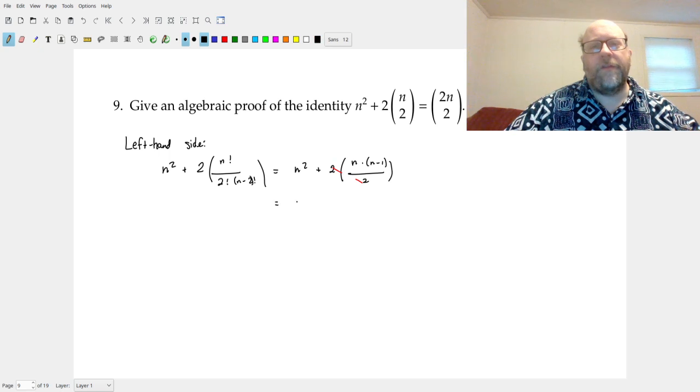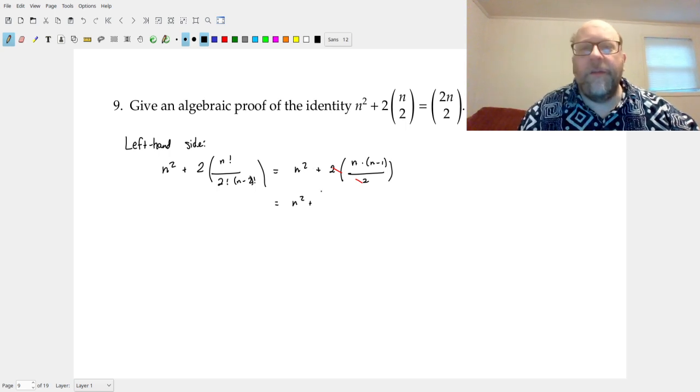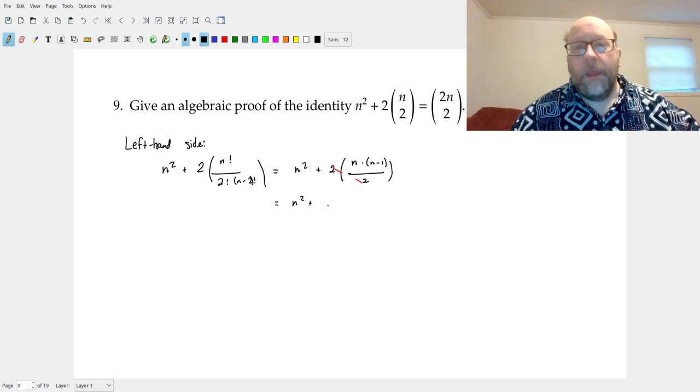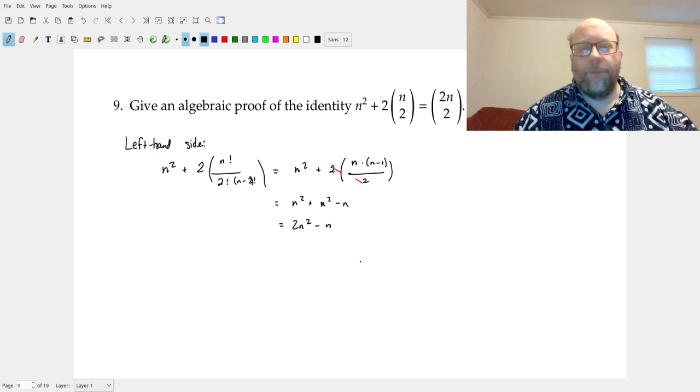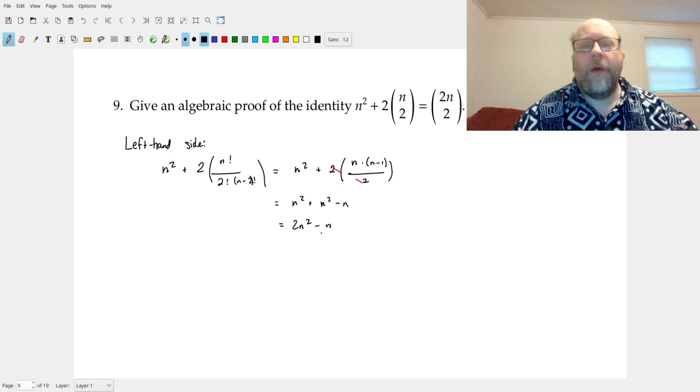And so this is just n squared plus, and then n times n minus 1 is n squared minus n, or 2n squared minus n. All right. So how is that going to relate to the right-hand side?